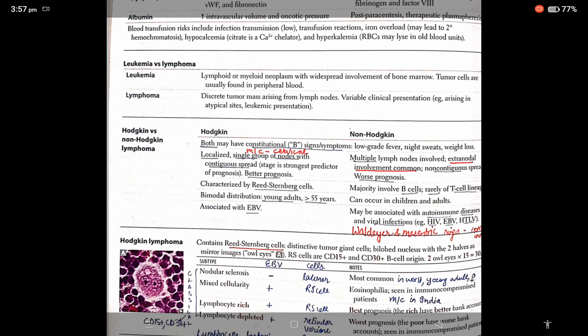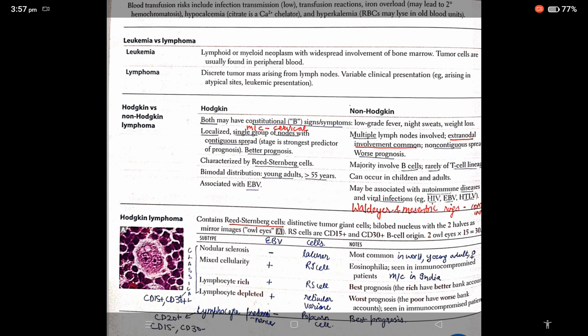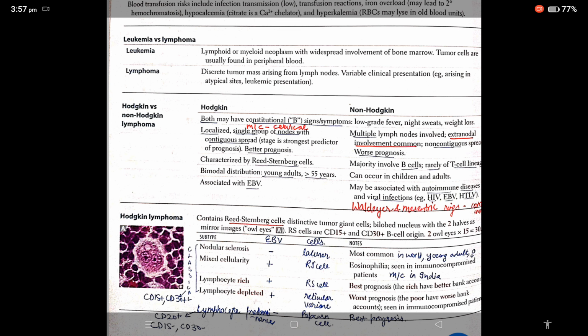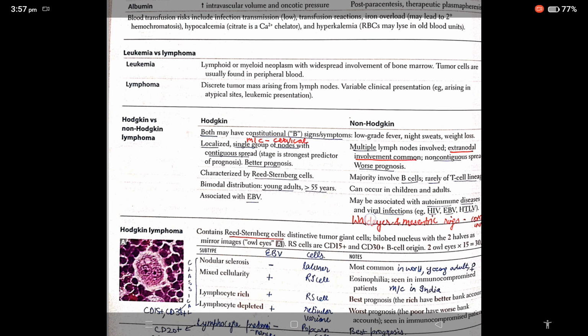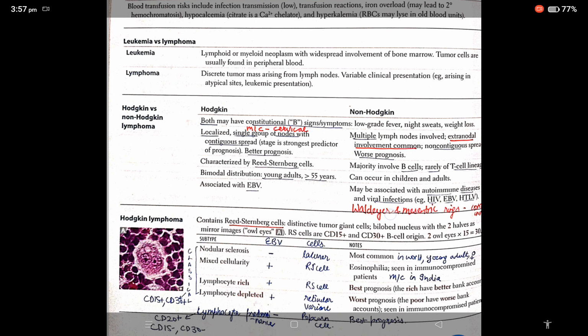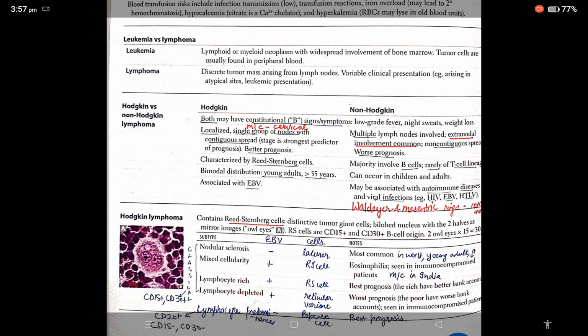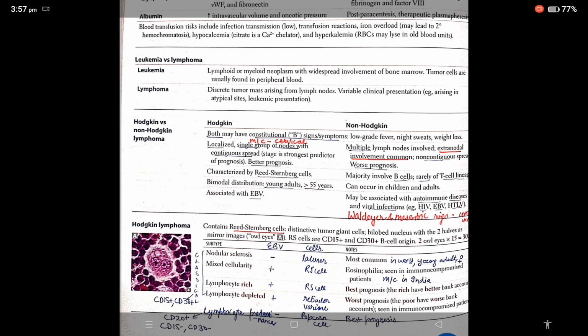Then Hodgkin's is associated with EBV and non-Hodgkin's may be associated with autoimmune diseases and viral infections. Here not only do we have EBV but also the HIV virus and the HTLV virus. And which lymph node groups are commonly involved in non-Hodgkin? Waldeyer's ring and mesenteric nodes.